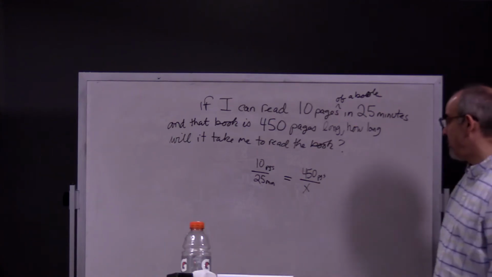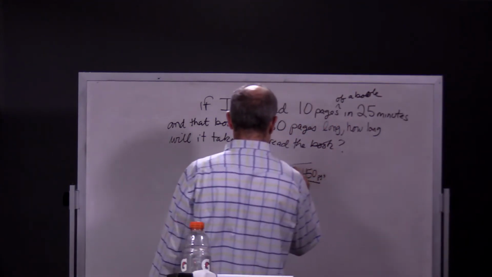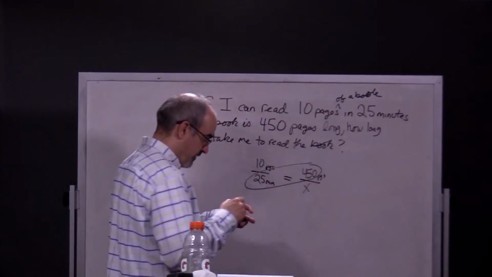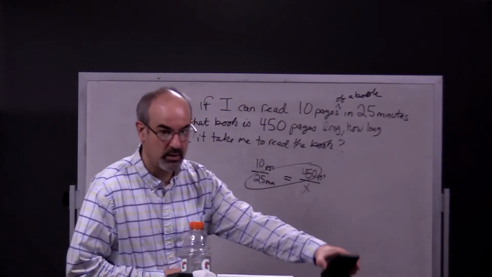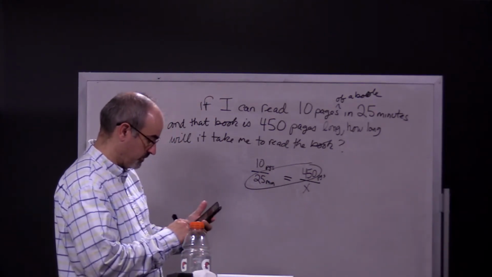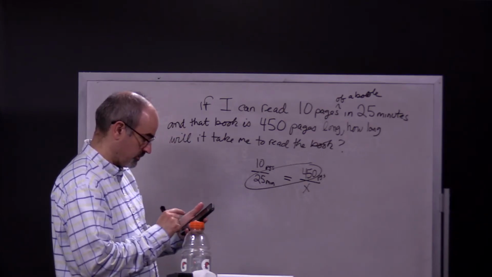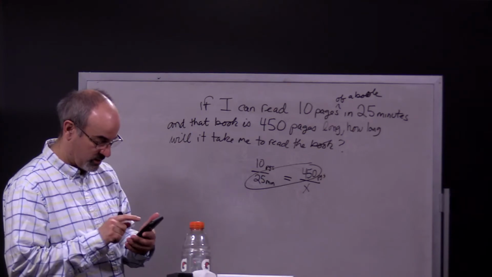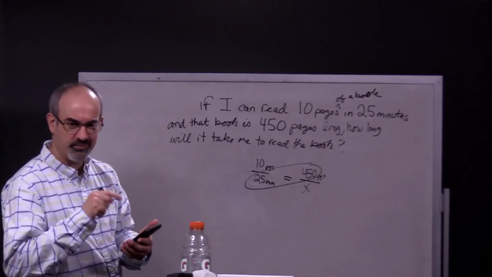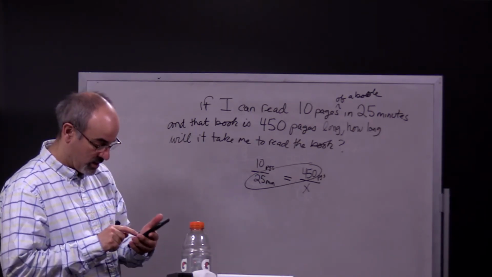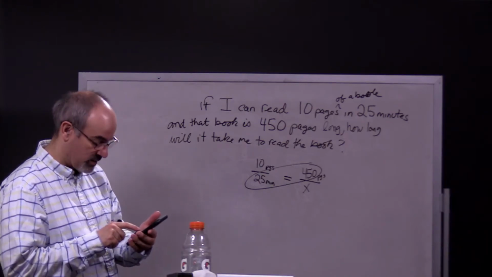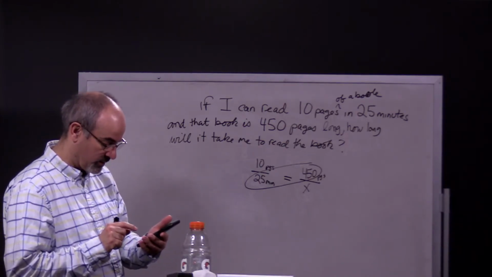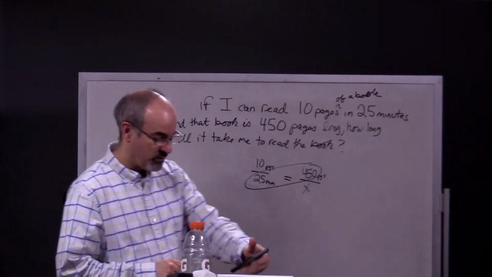Okay, so we're going to cross multiply 25 times 450. Glad I have a calculator, or I should say phone, that can do this. I did bring my calculator, but I don't want to bring it out. 11,250.